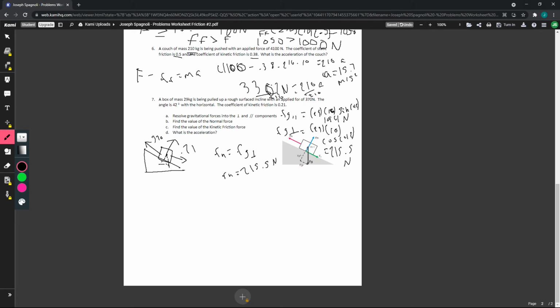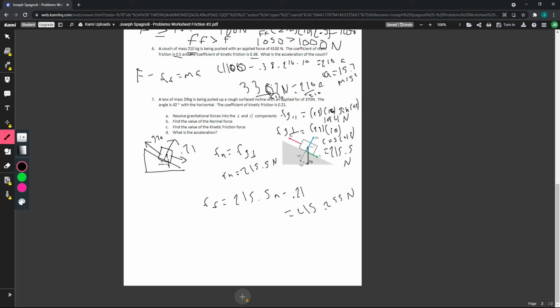Find the value of the kinetic friction force. Oh, I'm sorry, it's simply asking us to find friction. Force of friction is equal to 215.5 newtons times 0.21. So the kinetic friction force is equal to 45.255 newtons. There we go.